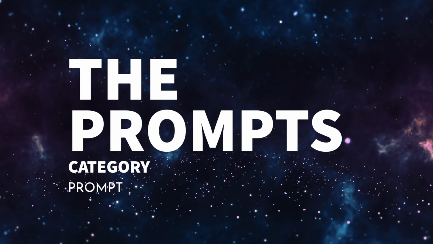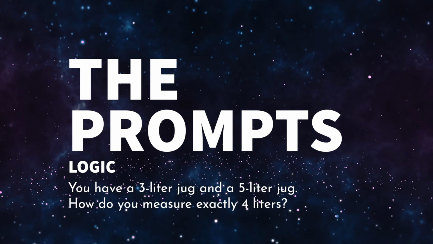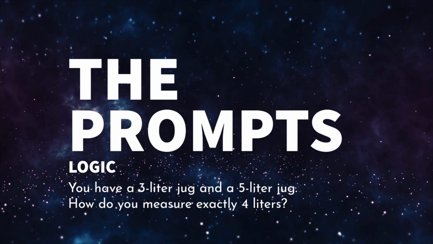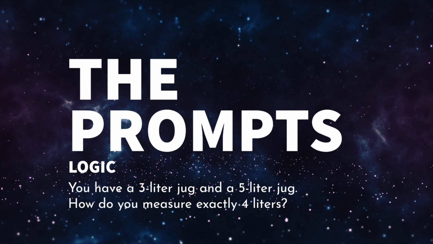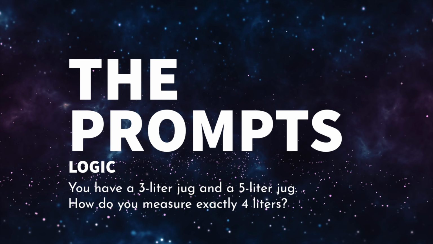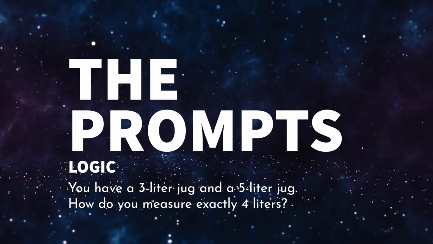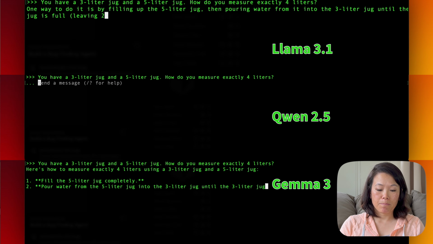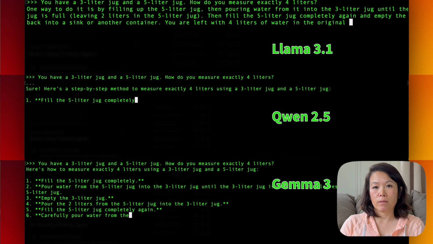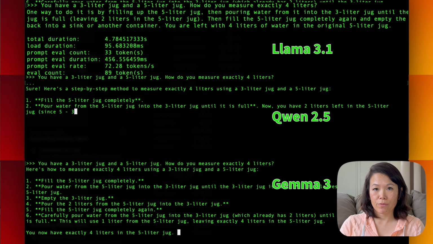All right, let's test the models with a few different prompts. First, a logic puzzle. This requires step-by-step reasoning and planning. So you have a 3-liter jug and a 5-liter jug. How do you measure exactly 4 liters? Let's run them side by side. So we have the same problem, the same setup, it's just pure reasoning.